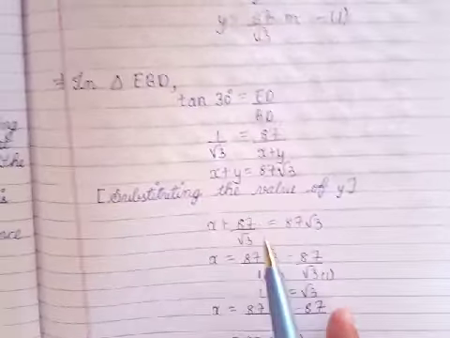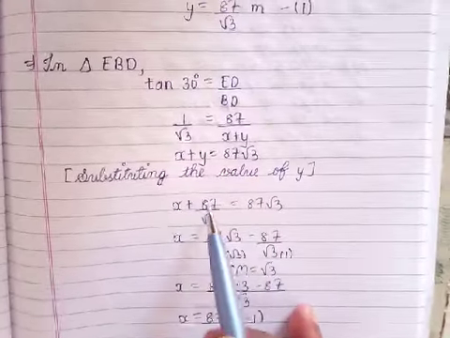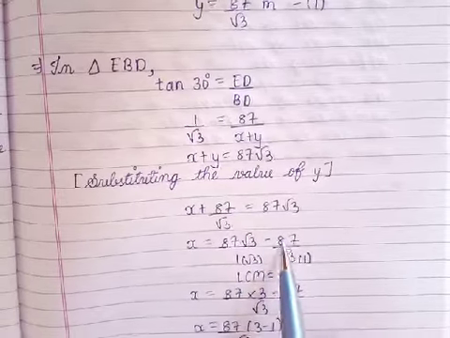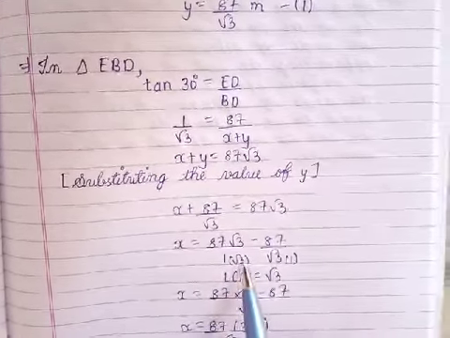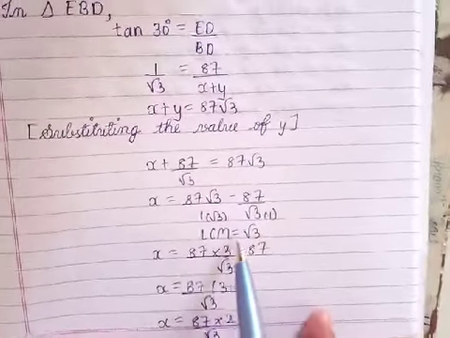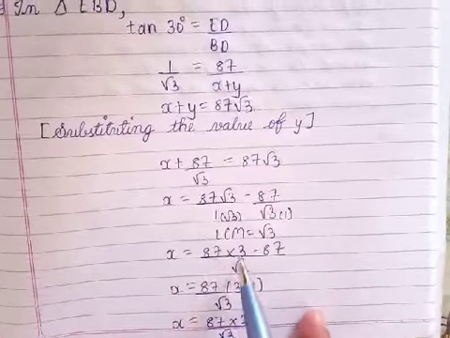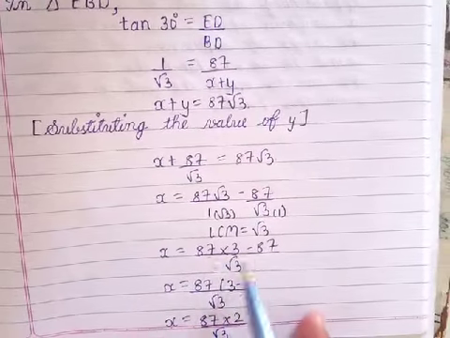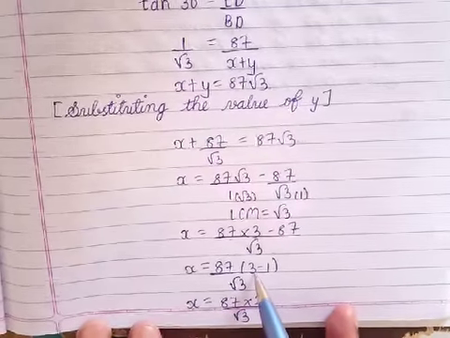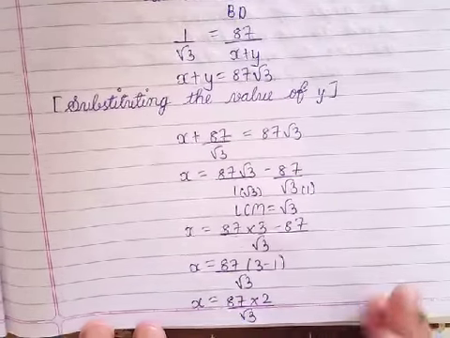Substituting the value of y, what do you get? x plus 87 upon root 3 is equal to 87 root 3. This plus will go to that side, it will be minus. So x is equal to 87 root 3 minus 87 upon root 3. We'll take LCM. So the LCM is root 3. So x is equal to, if you multiply here, 87 root 3 into root 3 minus 87 upon root 3, so 87 can be taken common. So x is equal to 87 in the bracket 3 minus 1 upon root 3. 3 minus 1 is 2. So x is equal to 87 into 2 upon root 3.